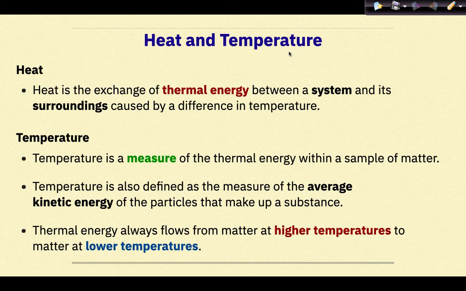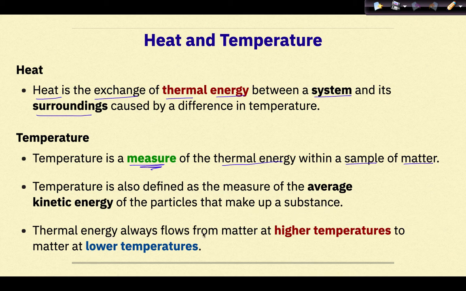Heat and temperature. Definition of heat. Heat is the exchange of thermal energy between a system and its surroundings caused by a difference in temperature. Temperature. Temperature is a measure of the thermal energy within a sample of matter. Temperature is also defined as the measure of the average kinetic energy of the particles that make up a substance.